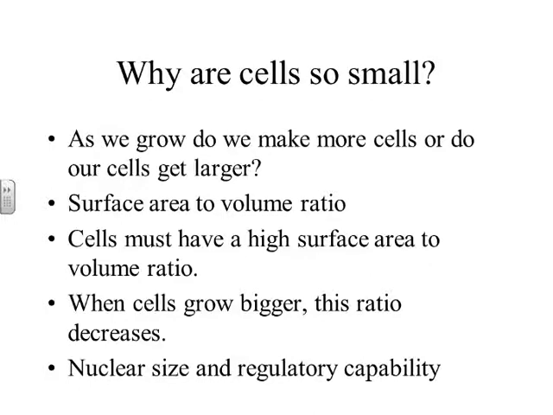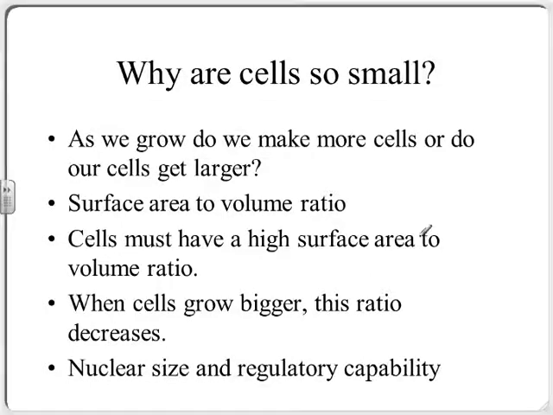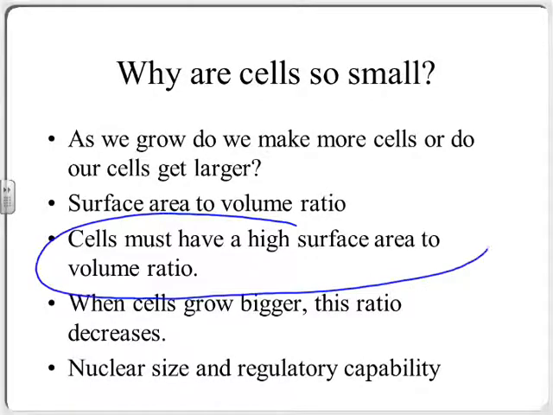I'll explain this statement in a minute, but this is why your cells need to stay small. For a cell to be able to work the right way, it has to have a high surface area to volume ratio. And let's think about what that means. For a cell to work correctly, it needs a high surface area to volume ratio. I'm about to explain what it means.